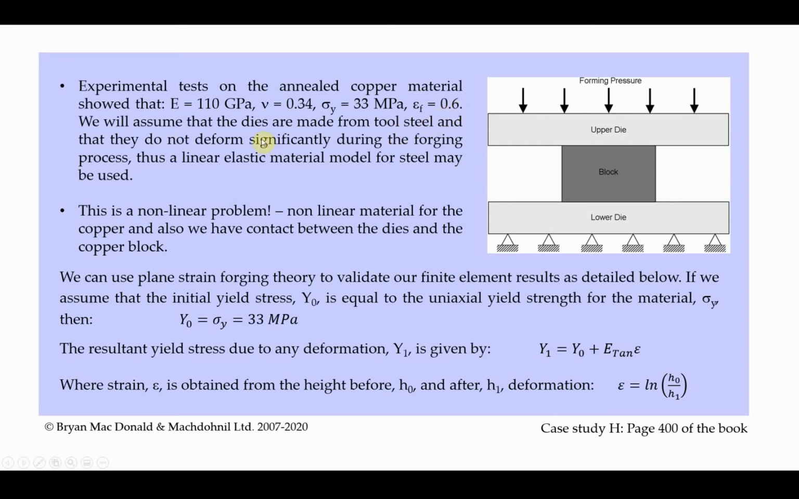We'll assume that the dies are made from tool steel and they do not deform significantly during the forging process. So we can use a linear elastic material model for steel for them. But we will have to use a plastic model for the block because the block is going to permanently deform.